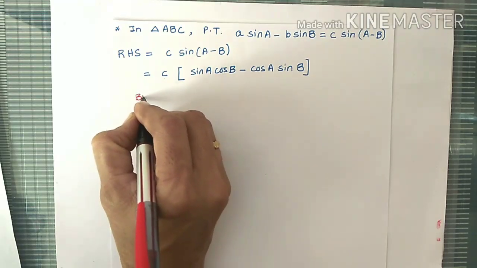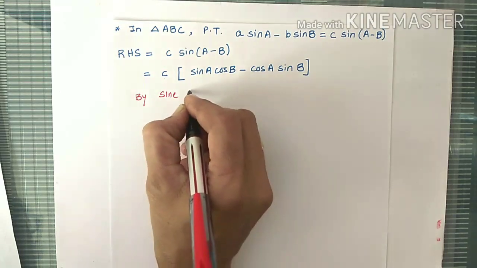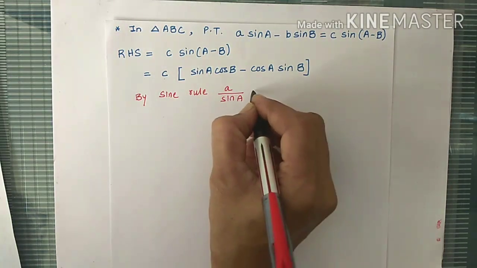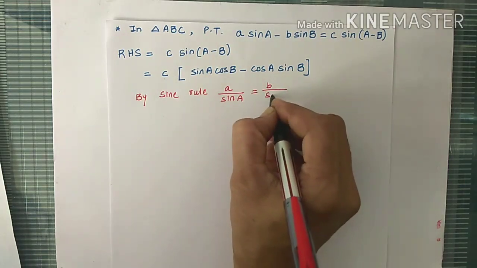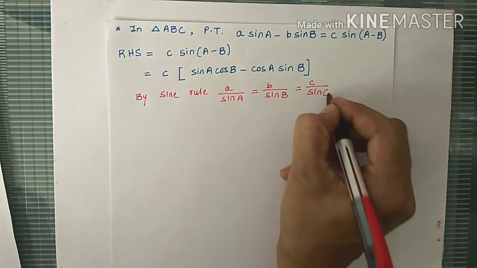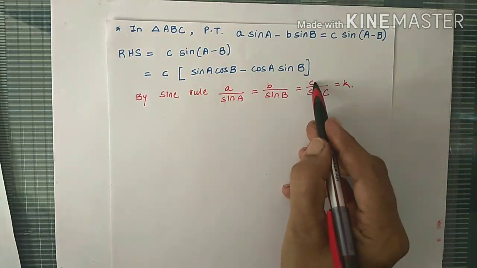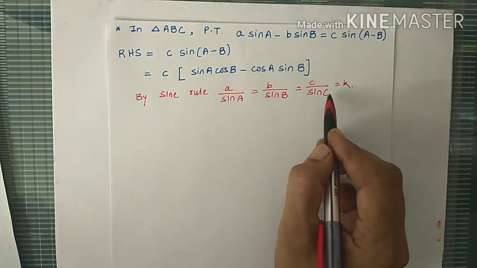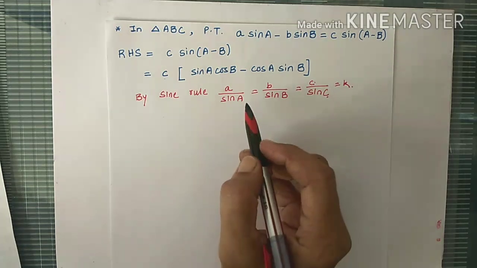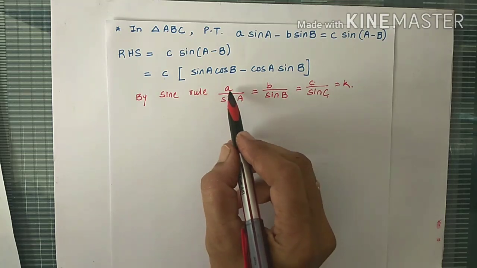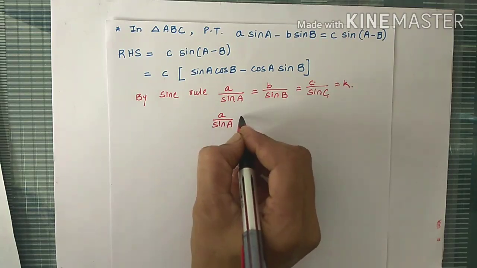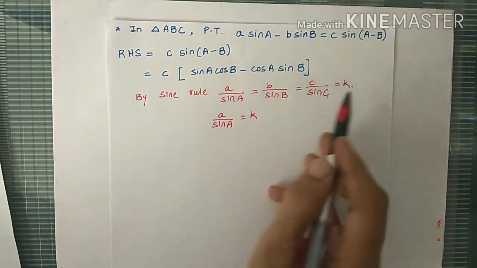So by sine rule, a upon sin A equals b upon sin B equals c upon sin C equals k. This is a side and this is an angle, so that's why this one is a little bigger than this. We can convert sin A in terms of small letter a. How can we do that? a by sin A equals k. We are taking the first and last term.